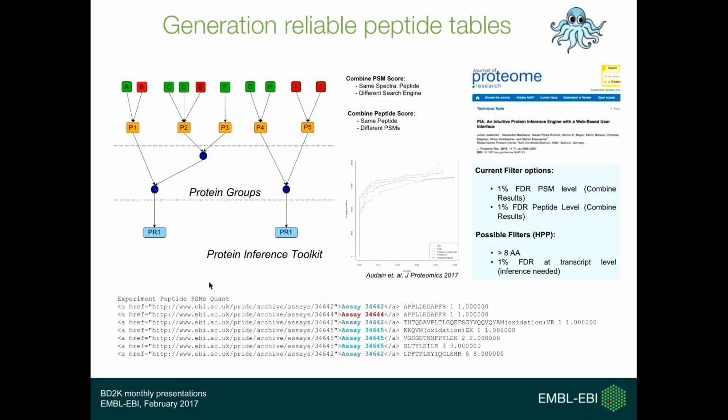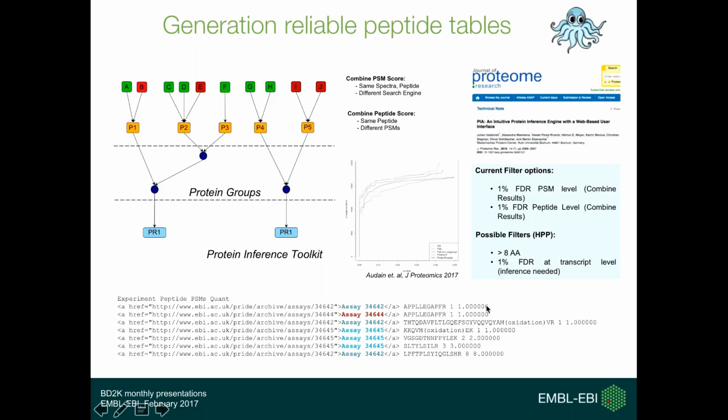And then we apply a couple of filters, for example, that each peptide needs to have more than a certain number of amino acids, and this is aligned with some guidelines from the HPP, the Human Proteome Project. And at the end, you have a file like this. We call this file the PoGo file. It contains the URL of the PRIDE dataset assay and the peptide.